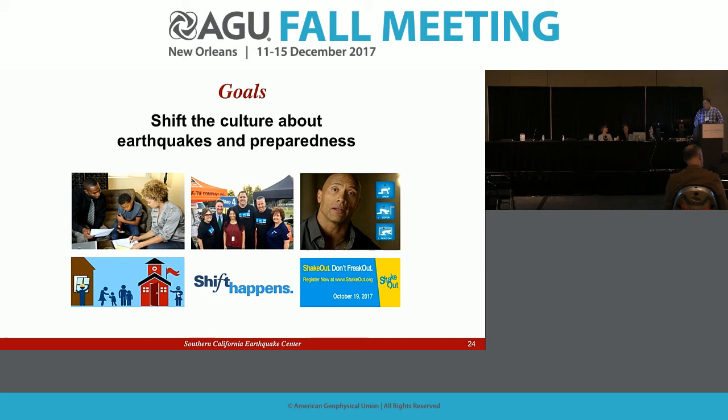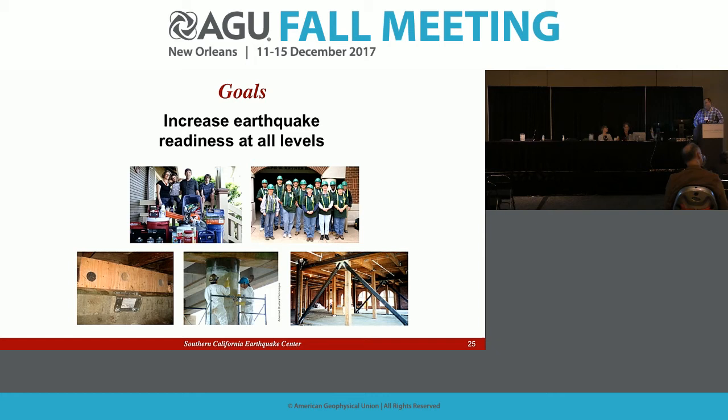And then also from that, increasing actual earthquake readiness at all levels, leading to not just individuals having more water, but cities making decisions, as they've done in Southern California and Los Angeles in particular, through the work of Lucy Jones from USGS and others, to actually require new retrofitting ordinances for various types of buildings.